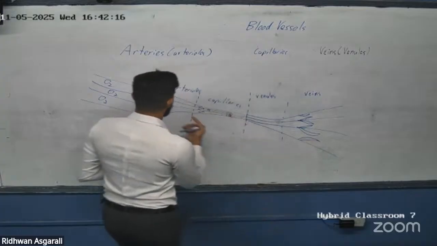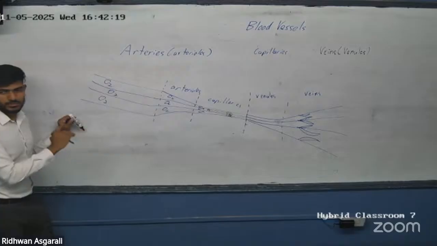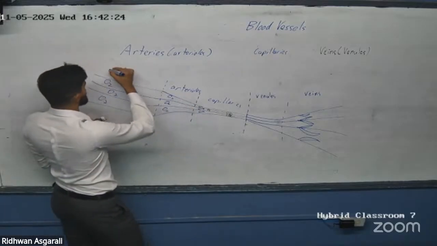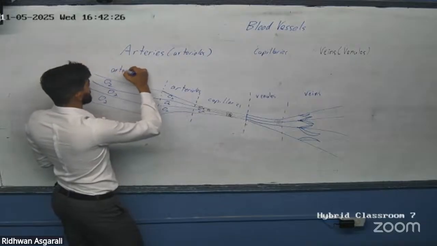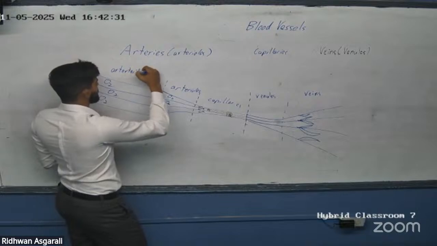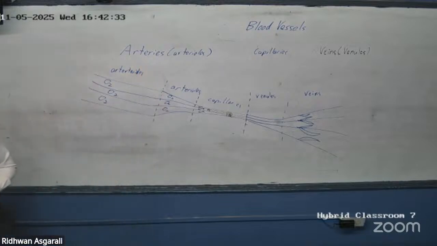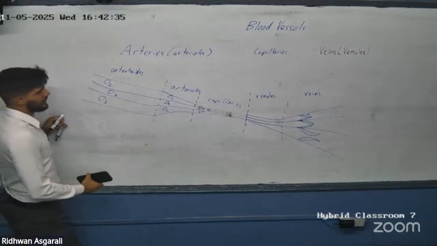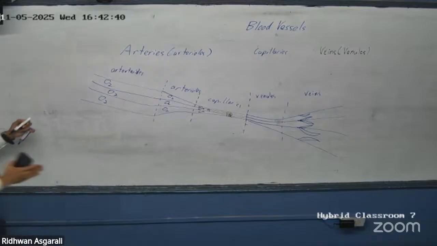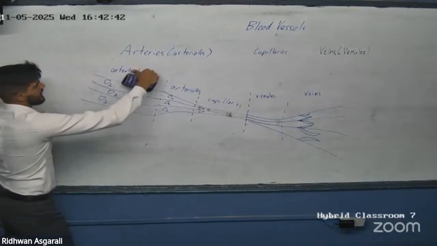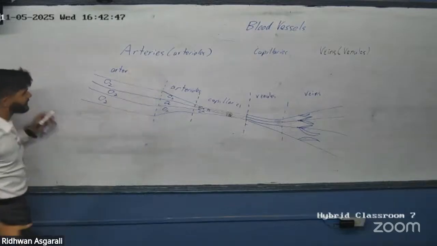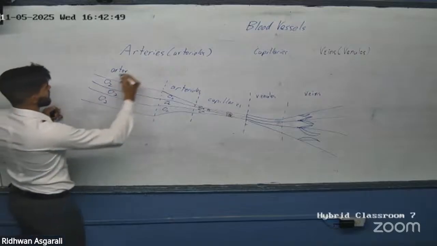Right, which vessels have valves? Do capillaries have valves? Do arteries have valves? You don't have to color code, but you just take this diagram to show arteries, arterioles, capillaries, venules, and veins, and how they link together.